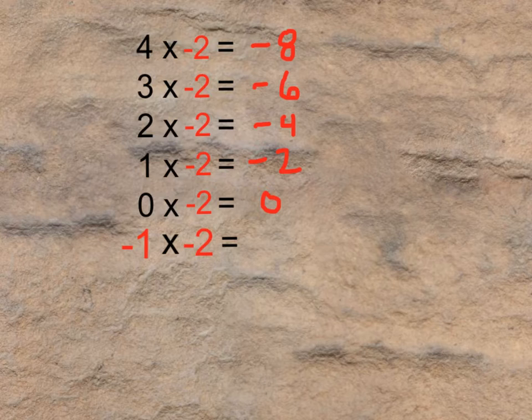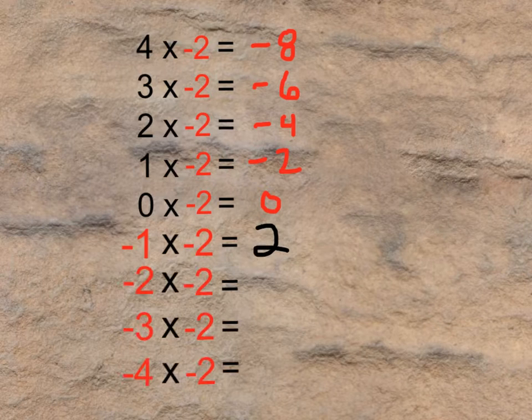So as we continue to drop the first factor by one number at a time, the next factor would be negative 1. And we continue to use negative 2 as our second factor. The product pattern will continue, and it will increase by 2. So if we continue to drop the first factor for the next 3 multiplication sentences, you can see that the product will continue to increase by 2.